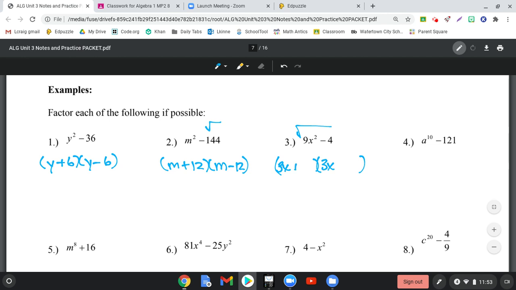And then 1 plus 1 minus, and the square root of 4 is 2. So it's 3x plus 2, 3x minus 2. All right. Not a squared, but it is even. So remember, with that exponent, we're going to cut it in half.